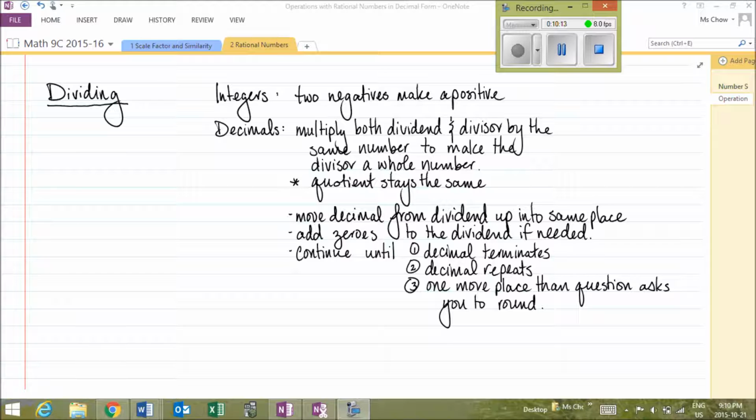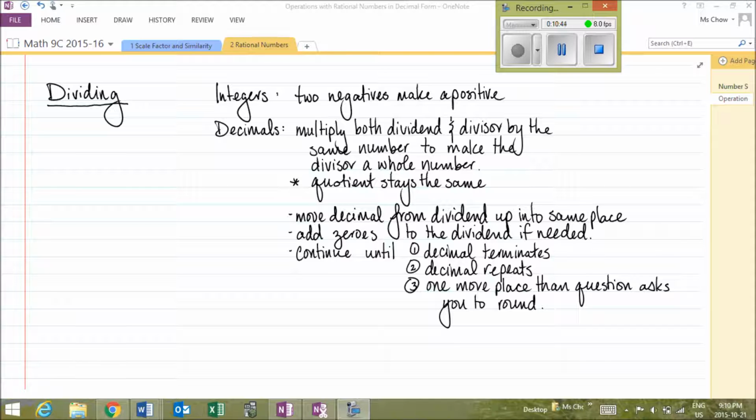For decimals, what we want to do is multiply both the dividend and the divisor by the same number to make the divisor into a whole number, because most of us know our 2 times tables, our 3 times tables, our 4 times tables, but our 2/10 times tables, or 0.2 times tables, or 200th times tables, that just complicates things. So it's a lot easier to divide by a whole number.